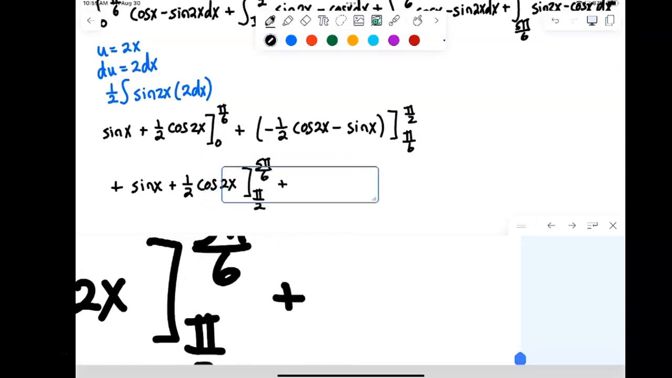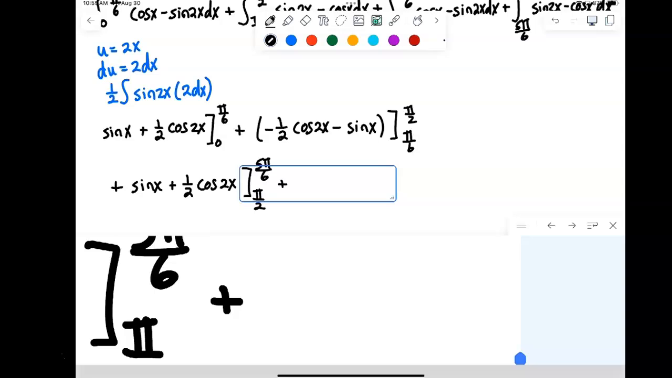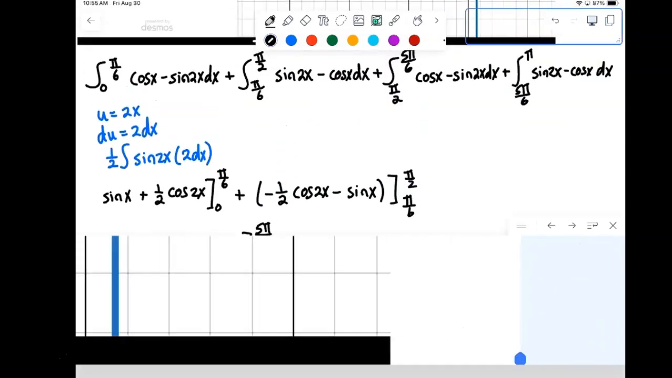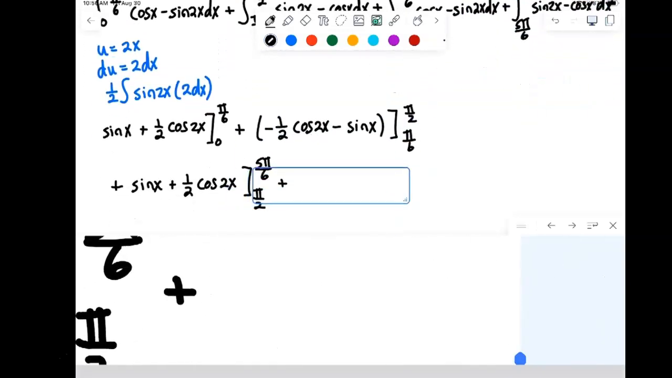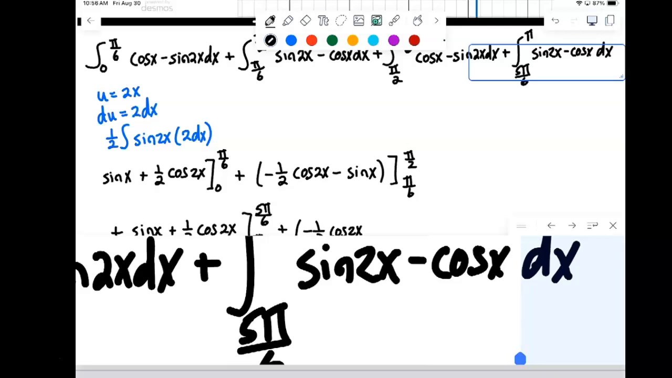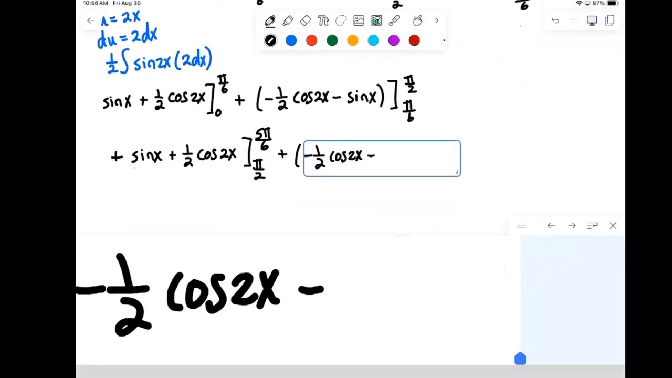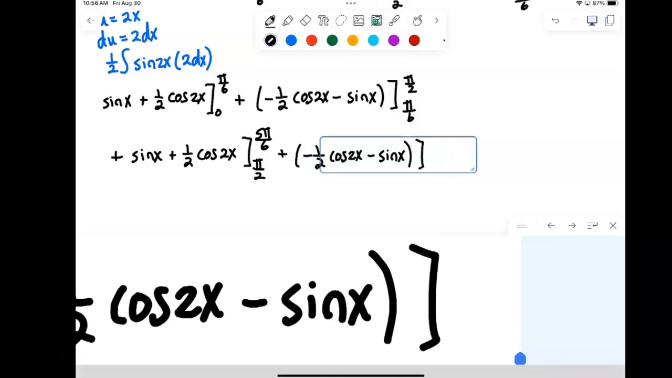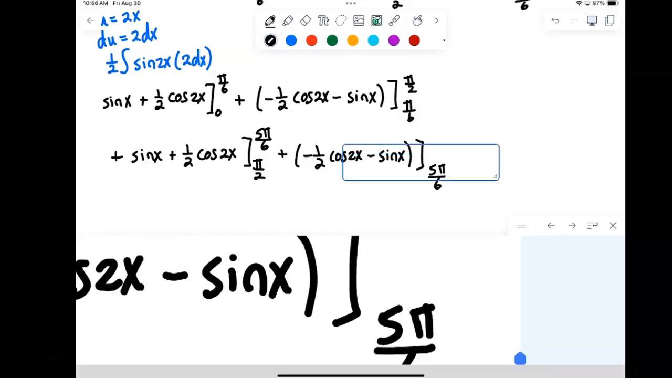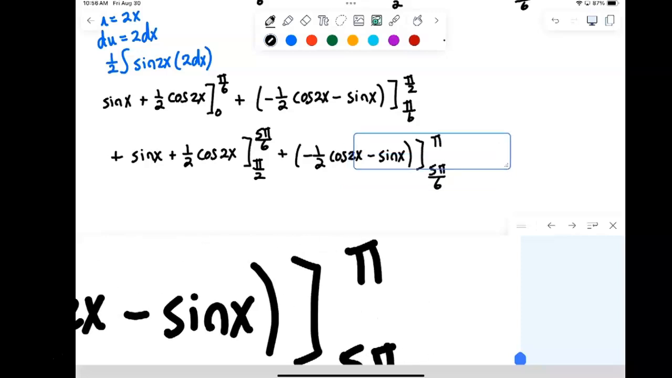And the home stretch, this is a long one, I understand. It's going to have basically the same integral as the previous one. Right? The integral of sine 2x is going to be negative 1/2 cosine of 2x. The integral of minus cosine will be minus sine x. And that will be evaluated between 5 pi over 6 and pi.